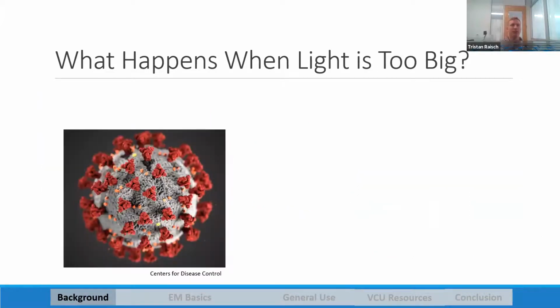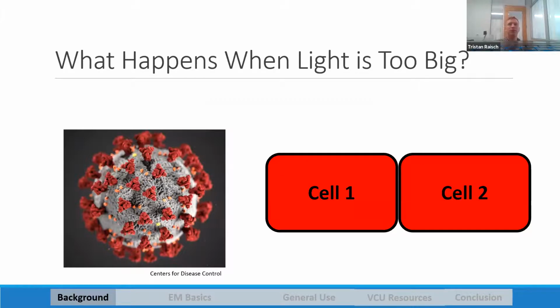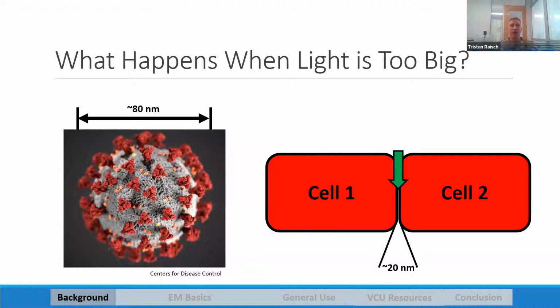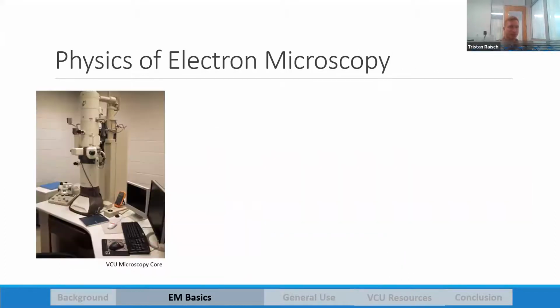So let's look at an example with which I think we're all unfortunately familiar, and that's a coronavirus. We can also consider the space between adjacent cells. Now, this virus has a diameter of about 80 nanometers, while in the heart, cells are spaced within about 200 nanometers from each other. These values are well below, on the order of magnitude below, what we're able to effectively characterize with current light microscopy techniques.